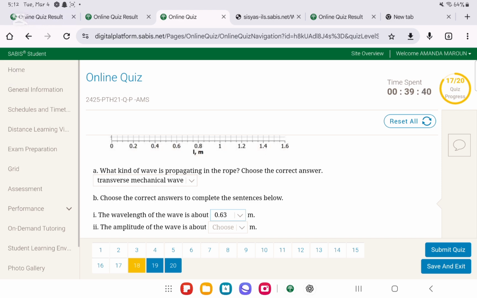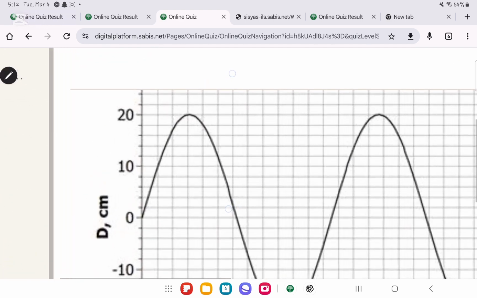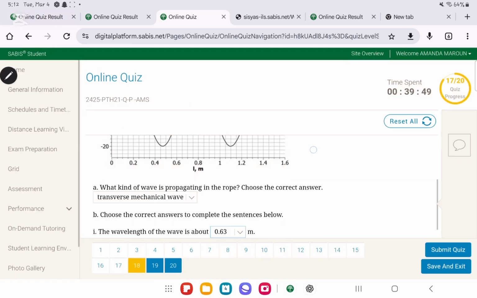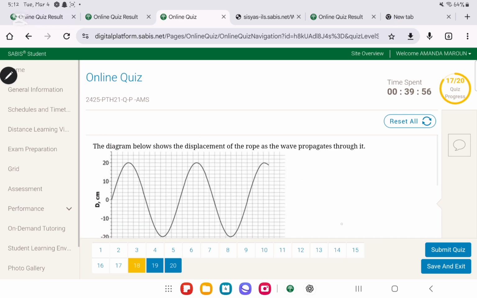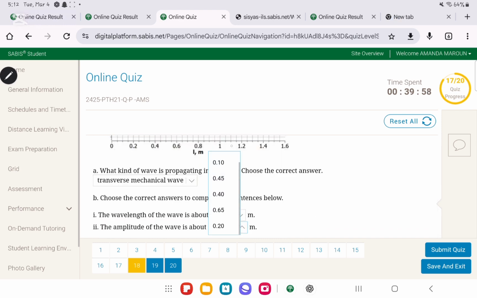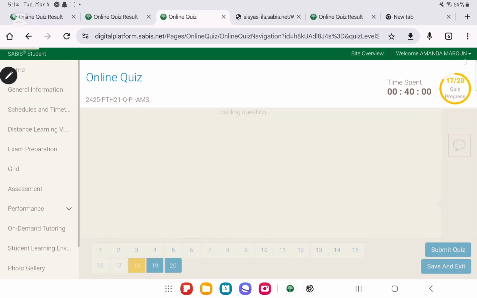The amplitude of the wave, however, the amplitude being the height, it is 20 centimeters but they need it in meters, not centimeters. So to change it from centimeters to meters, you are going to divide by 100. So 20 divided by 100, you are going to get 0.2 meters.